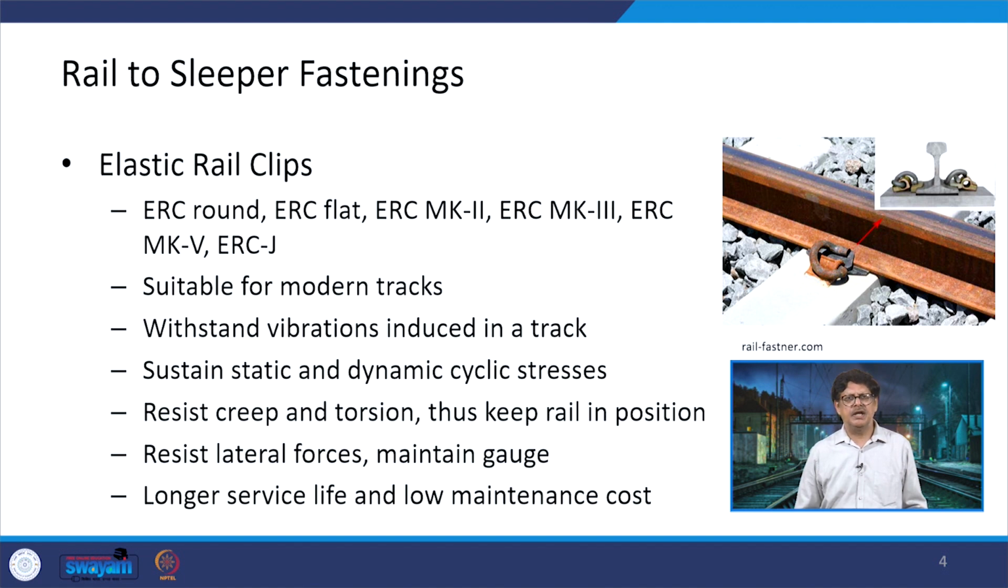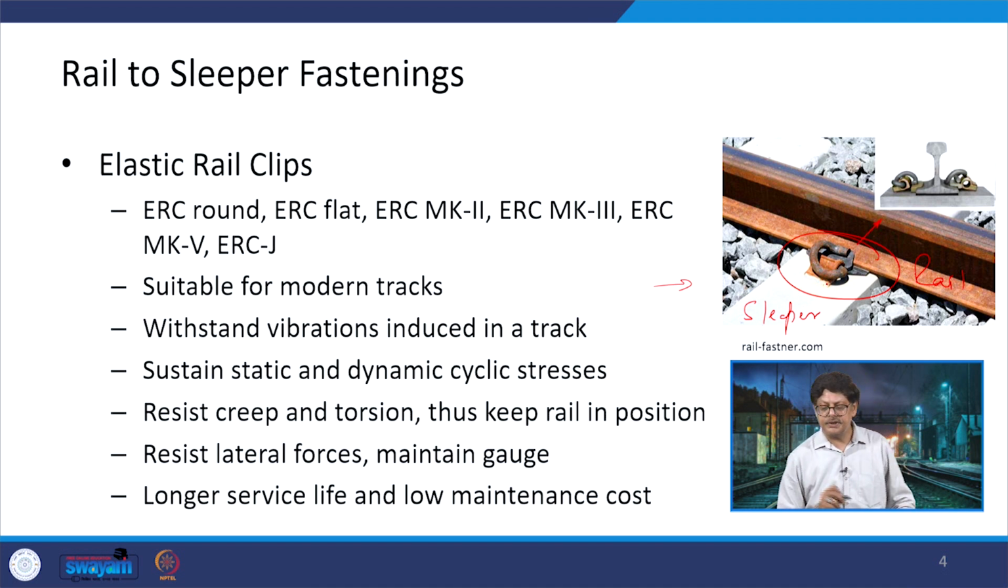Now these elastic rail clips, if you see on the right hand side, there is a rail section and a sleeper at the bottom, and they have been jointed together by this type of clip. So this is one elastic rail clip. There are different types of elastic rail clips available. They are defined as ERC round. ERC is elastic rail clip.